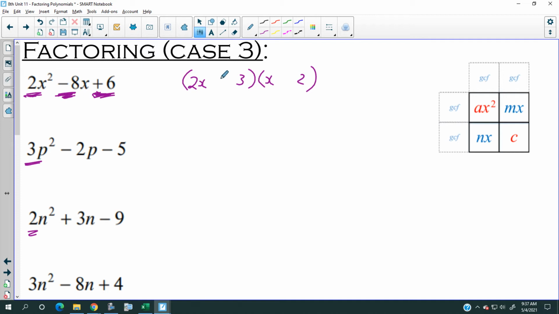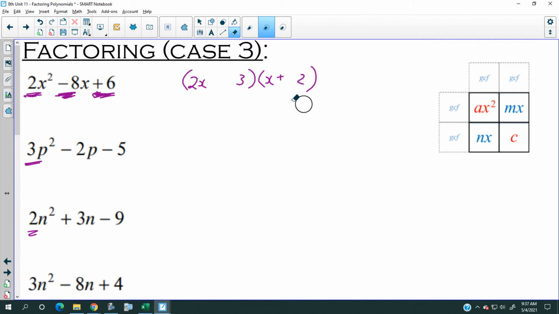Now, I'm thinking to myself, if I make this a negative and make this a positive, I could get 2x squared, which I don't care about, actually. I shouldn't even draw that. I could get 2x squared. Yeah, but what about the middle? So the middle and outside: that's 2x times 2, that's 4x, and negative 3x. That's not going to work, because 4x minus 3x is not negative 8x. So I'm going to try another combo.